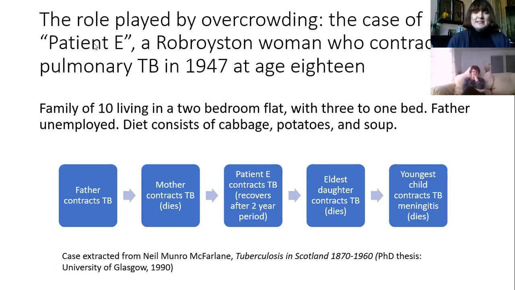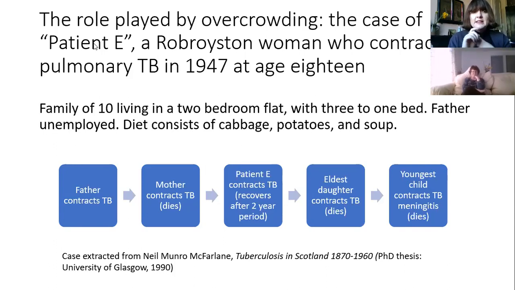But something that McFarlane did, which was really great, was he interviewed Scottish people who contracted TB in the post-war period, including woman E or patient E, who was a Rob Royston woman who got TB when she was 18 years old. And what is interesting about this case is you can see the variety of factors relating to the family unit that led to this family really suffering from the effects of TB.